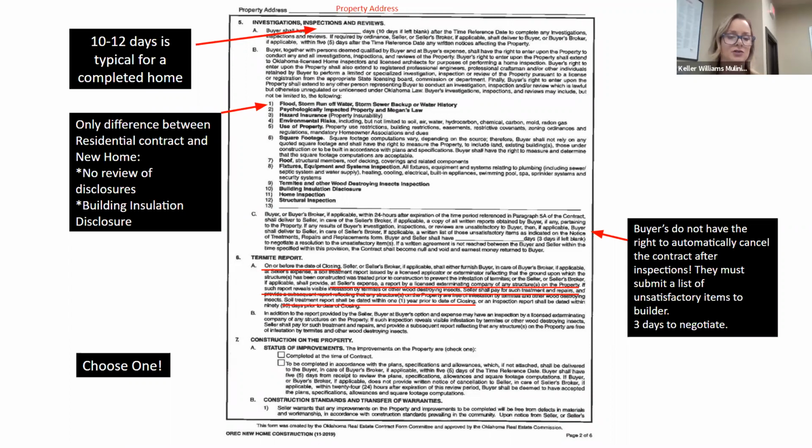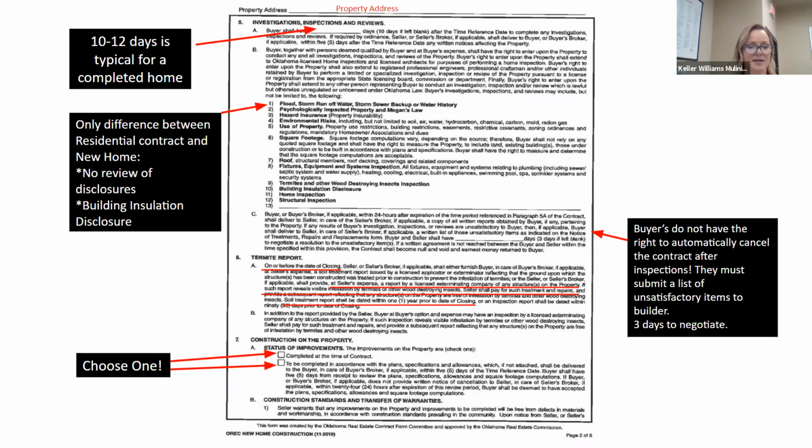All right. On the construction of the property, the house is either completed at the time of contract or it's not completed, and it's going to be done according to the plans, specifications, and allowances. Keep in mind that if you are building according to plans, specifications, or allowances, you've got to attach those, make sure that they are in writing. So from 5 days, if you're doing plans, 5 days to get things drawn up, and the buyer is going to have 5 days to review the plans.